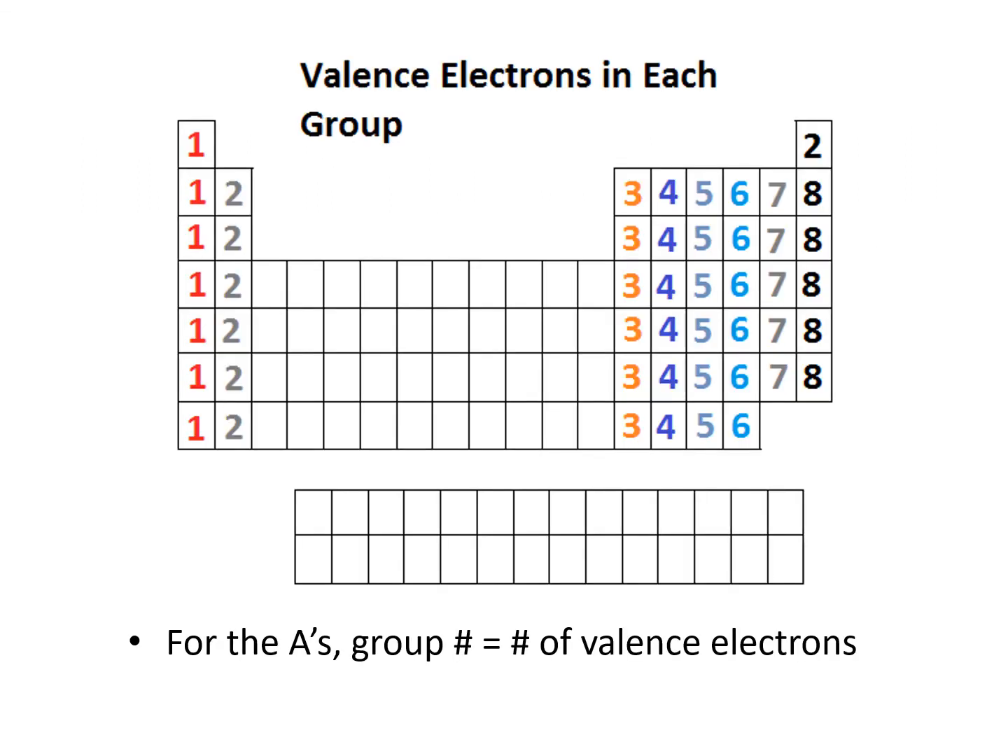The great thing about using the group numbering system with the A's and B's is that for the A's, the group number equals the number of valence electrons. For example, boron's valence electrons are 2s2, 2p1. 2 plus 1 is 3, so boron has 3 valence electrons, and it is in group 3A.